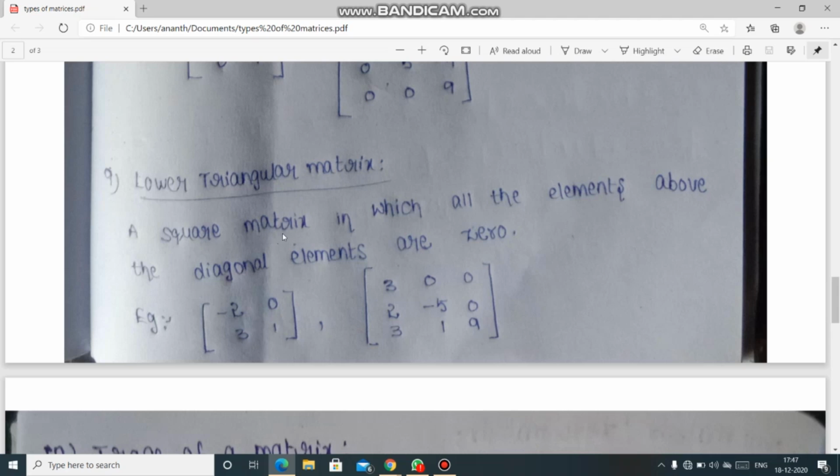Once again, a square matrix in which all the elements above the diagonal elements are 0 is a lower triangular matrix. It means once again, above the diagonal elements the value 0 is called a lower triangular matrix. Here also, above the diagonal elements the values are 0.